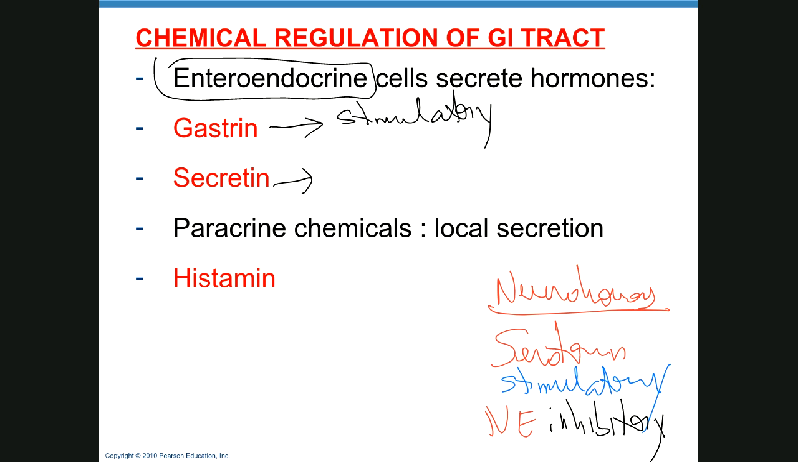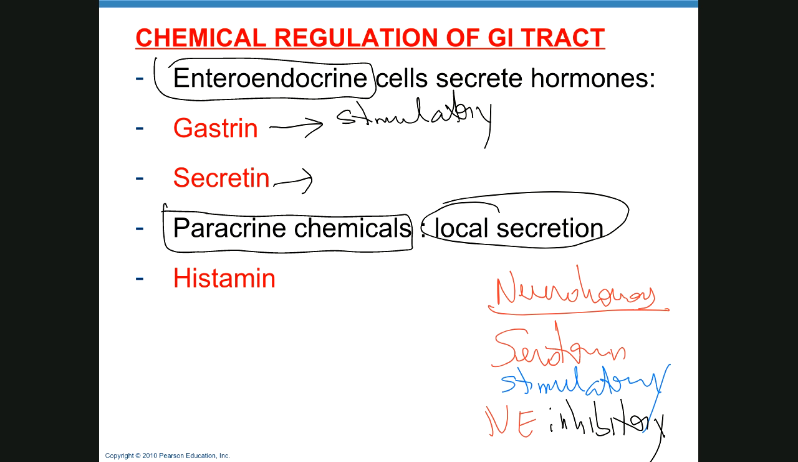So these are hormones. Now, there are other chemicals that act on the GI tract. Paracrine chemicals are those that are secreted locally and act locally. Remember, hormones travel through the blood and act on organs or tissues that are far away from the place where they were secreted. These paracrine secretions are local, and the main one is histamine, which is going to have a stimulatory effect. And we'll go more into exactly what these chemicals do.